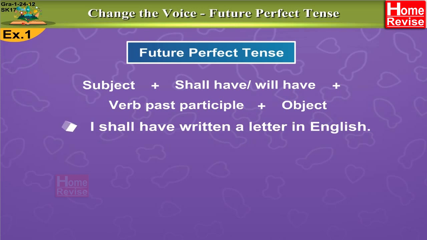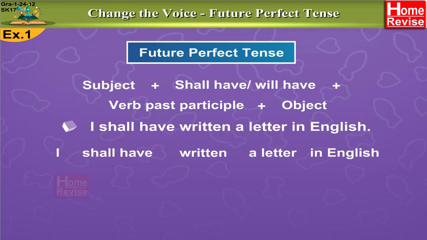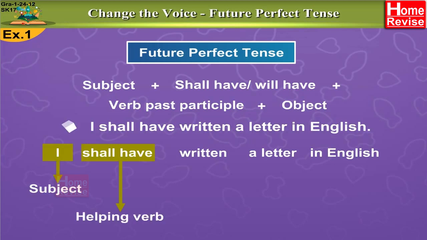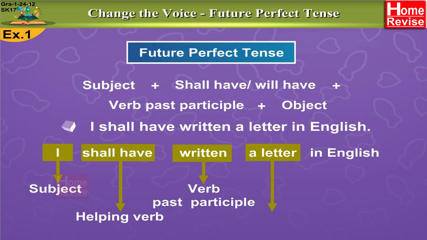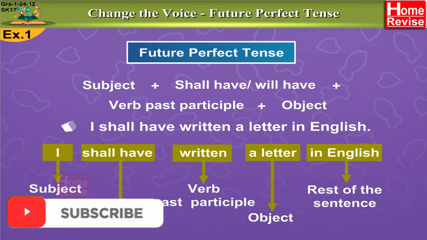I shall have written a letter in English. In this sentence, I is the subject. Shall have shows the future perfect tense. Written is the past participle. A letter is the object. In English is the rest of the sentence.